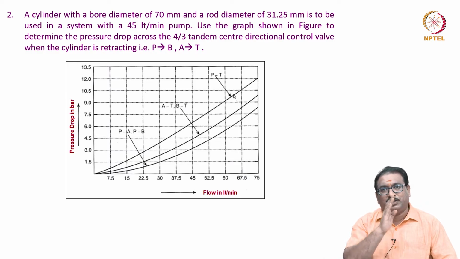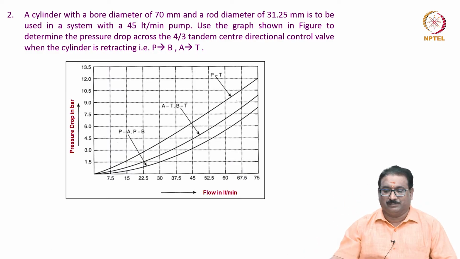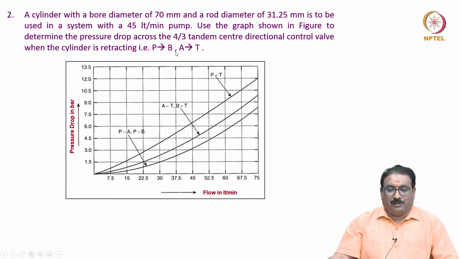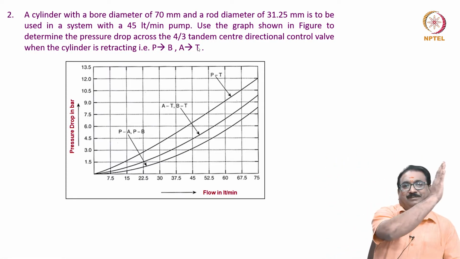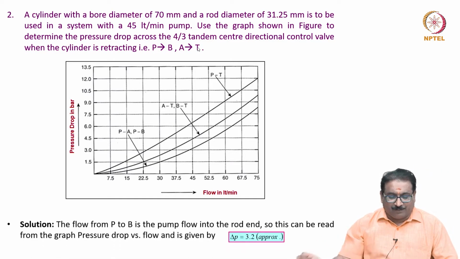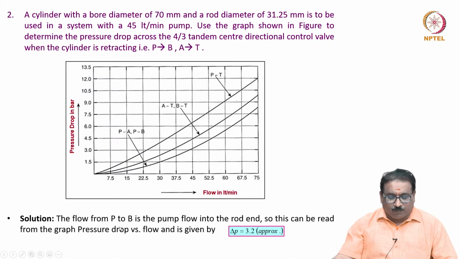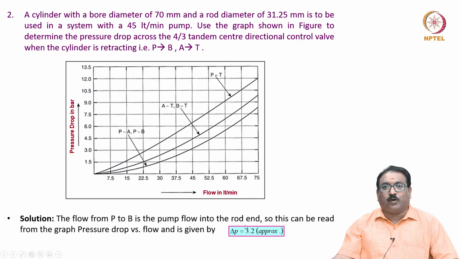Then parallel configuration, crossed configuration. You are seeing already this. Okay, now for this combination you have to determine. P is connecting to B, A is connecting to T, meaning a crossed configuration, meaning it is retracting. Correct? For this, now what we will do? The flow from P to B, correct? P to B means pump is connecting to B, meaning rod end, it is correct.